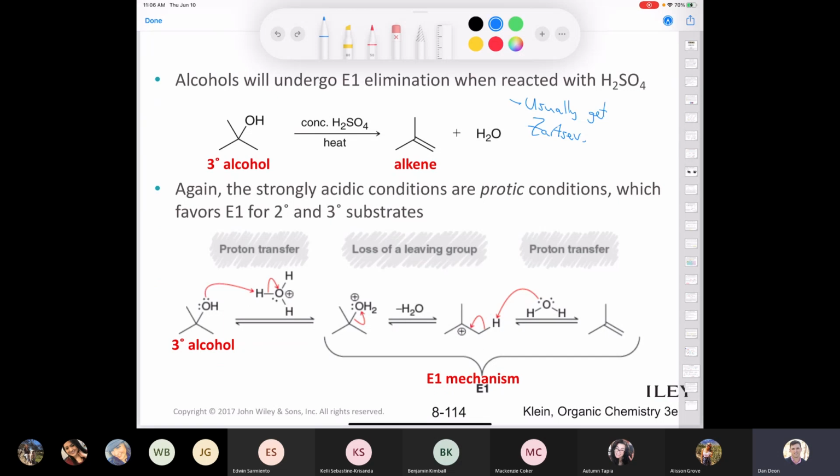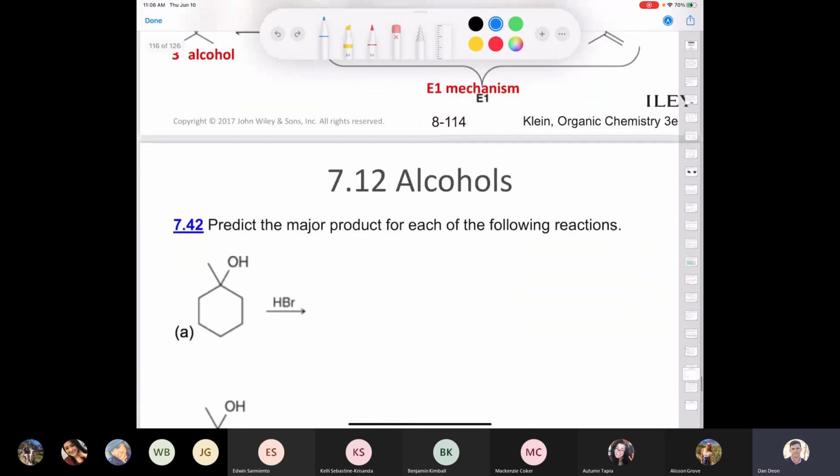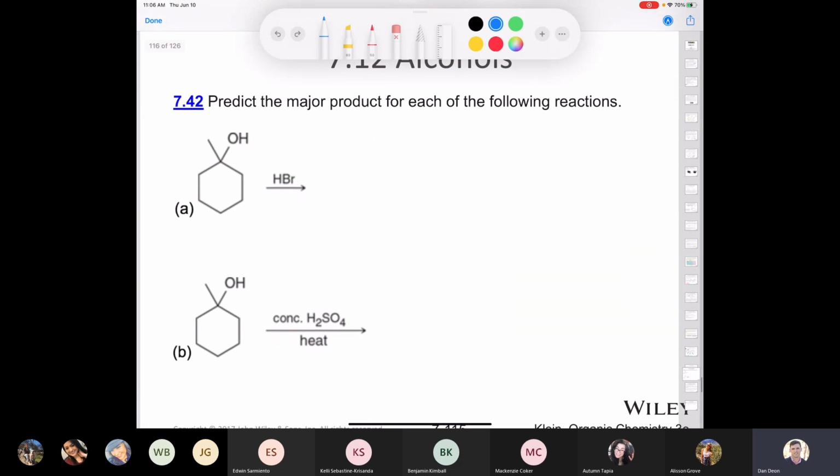Later on, we're going to talk about what's called green chemistry, which is not chemistry where the reactions are actually green, but chemistry that's good for the environment, where we try to minimize pollution. So with that in mind, let's take a look at this one here. It says predict the major product for each of the following reactions. I want to start with this one.